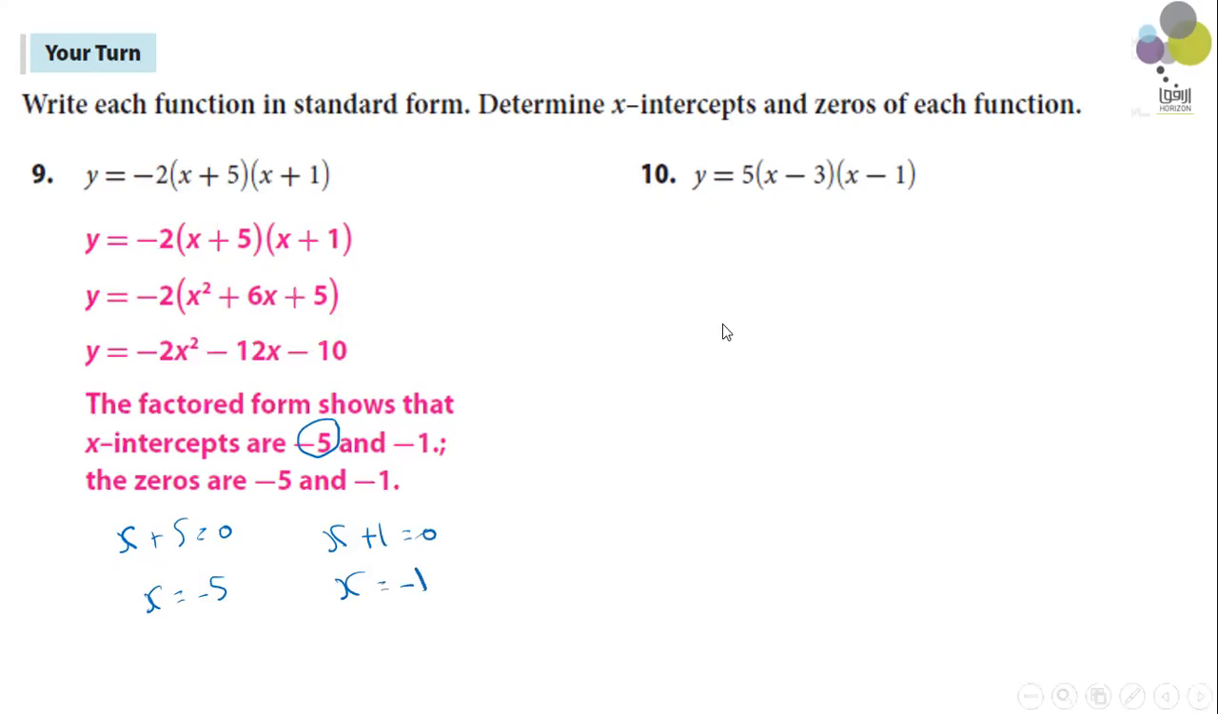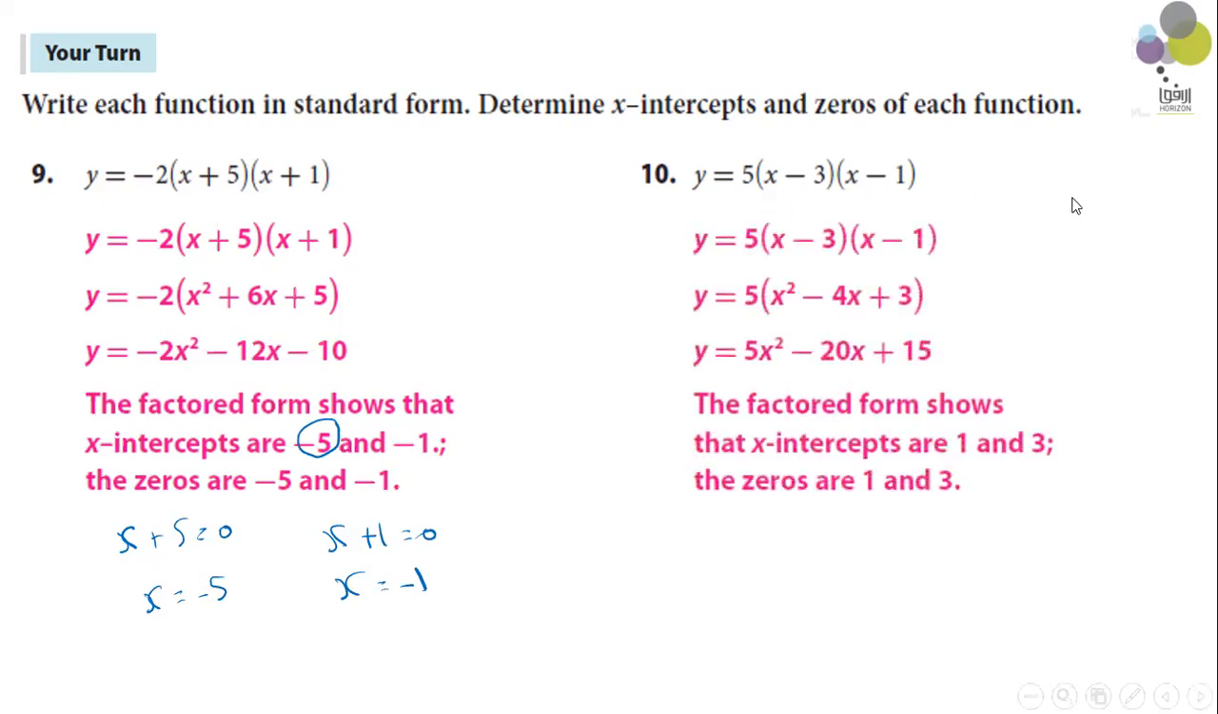The same for number 10. We have to convert into standard form by using FOIL, multiplying two binomials, okay, and then use the distributive property to multiply 4 inside the brackets. From the factored form we can get x-intercepts or solutions or zeros. The first factor shows 3 as a zero. The second factor shows 1 as a zero. So 3 and 1.